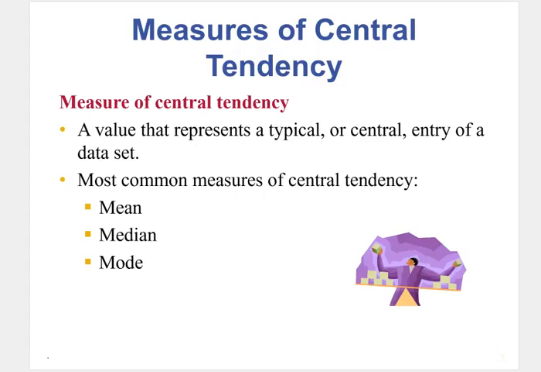In statistics, there are many ways that we can talk about the center of our data, and we call these measures of central tendency. It's just a value that represents a typical or central entry in the data. So when I look at a dot plot, it's going to be one of those dots in the middle. The most common measures of these are mean, median, and mode, and you've probably already used these before in your high school experience.